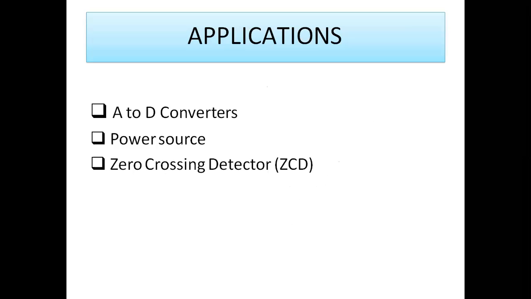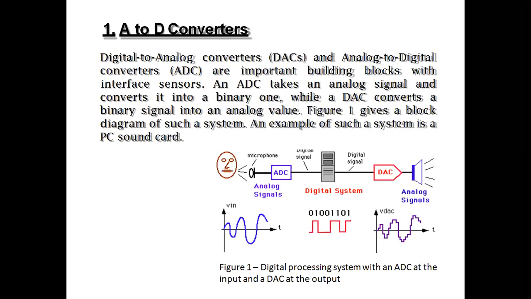Now we can see some applications of the op-amp. We can use the op-amp in the analog to digital converter, the A to D converter. We can use it in the power source. We can use the op-amp in the zero cross detector. So here we see the analog to digital converter.